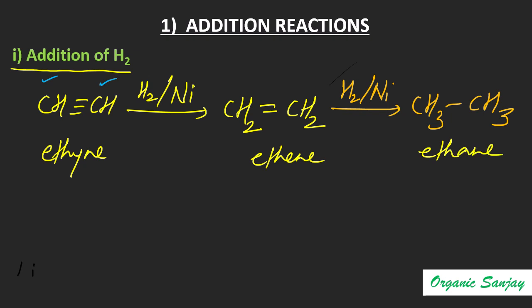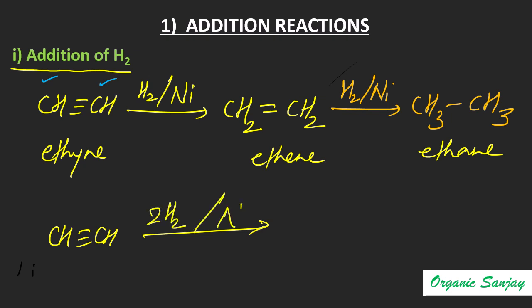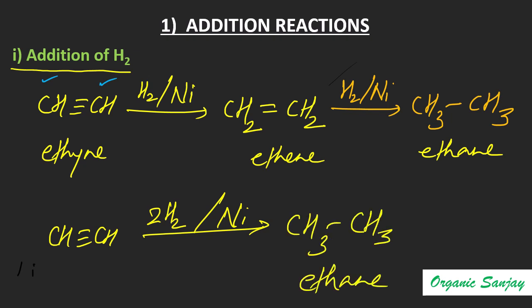This reaction can also be written in a single step. Altogether 2 hydrogen molecules are involved, right? So 2H2 in the presence of nickel gives CH3 single bond CH3. In this way also we can represent the overall reaction. I hope you understand.